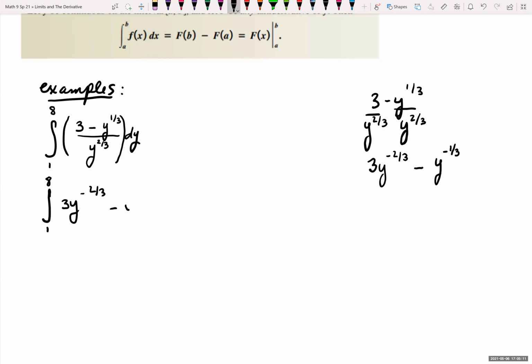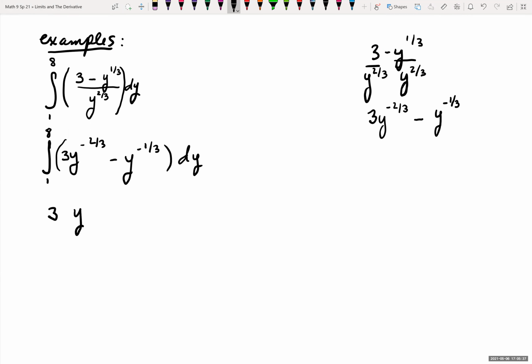Okay, so now we're ready to take the antiderivative. And so remember, this is just a variable raised to a power. So we're just going to add 1 to our exponent and divide by that new exponent, and that gives us the antiderivative. So we have 3y, adding 1 to negative 2/3. So 3/3 minus 2/3 is going to give me a 1/3 power. If I'm dividing by a fraction though, remember it's the same thing as multiplying by the reciprocal. So dividing by 1/3 is the same thing as multiplying by 3.